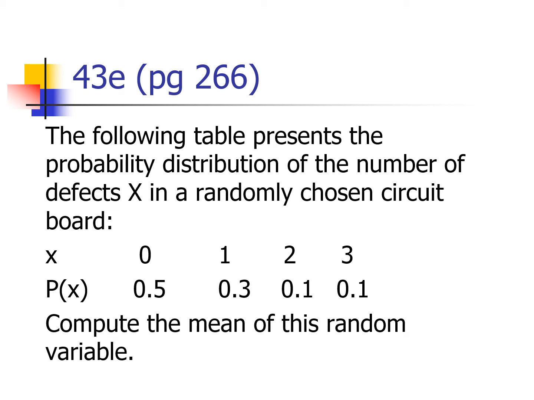50% of the time it's fine, it's perfect, there's 0 defects. 30% of the time there's 1 defect. 10% of the time there's 2 defects. Also 10% of the time there's 3 defects. So on average, how many defects do we expect to see, or what is the mean of this random phenomenon? Well, let's go to the next slide and find out.